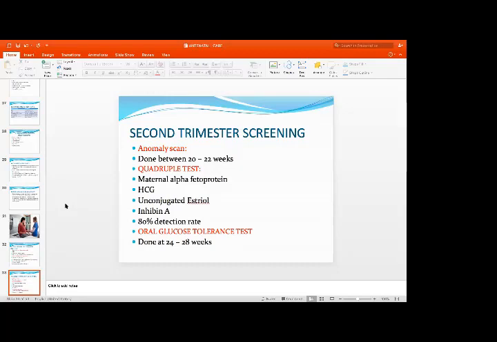The second trimester screening includes anomaly scan and quadruple test. Anomaly scan is done between 20 to 22 weeks, and the quadruple test includes maternal alpha fetoprotein, HCG, unconjugated estriol, and inhibin A, which are detected in maternal serum. So it has an 80% detection rate of the congenital abnormalities. Oral glucose tolerance test is done at 24 to 28 weeks of pregnancy, so as to detect gestational diabetes.